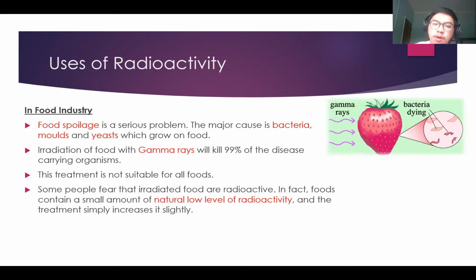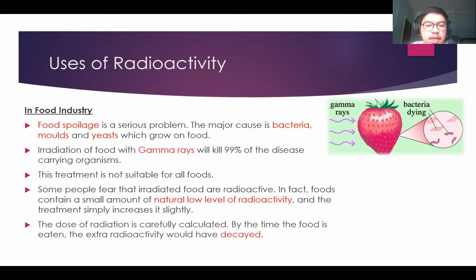So basically, before food and beverage industries package the food, they would shoot radiation at some of it in order to kill the bacteria before they package the food inside the tin or container. Some people are worried that giving radiation to the food, shooting these gamma rays at it, will make the food radioactive, but not so, because it's harmless radiation. The dose of radiation is carefully calculated. By the time the food is eaten, the extra radioactivity would have decayed.